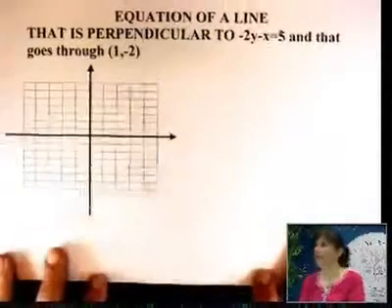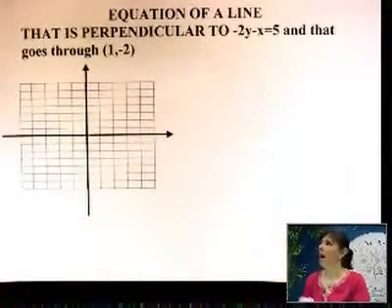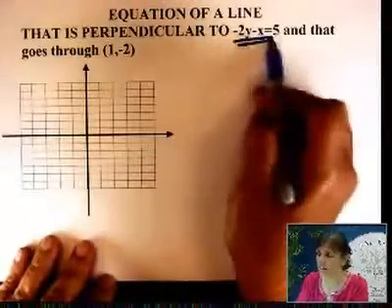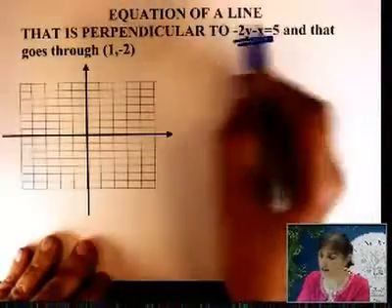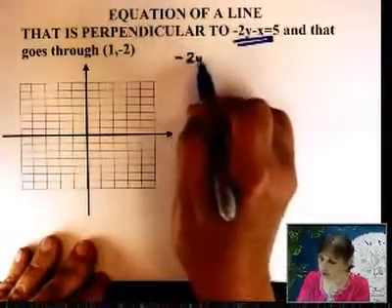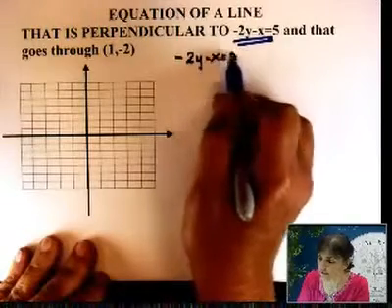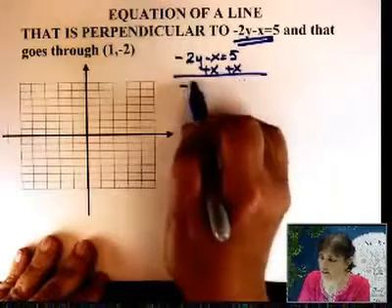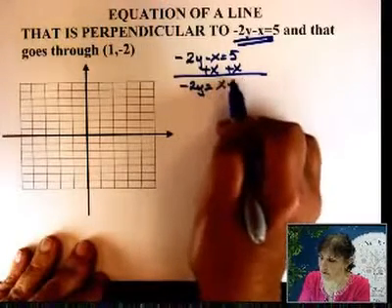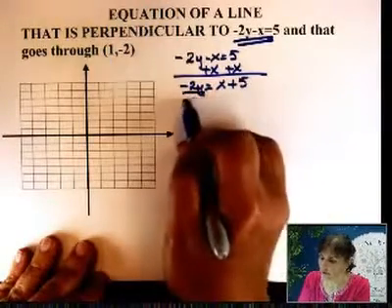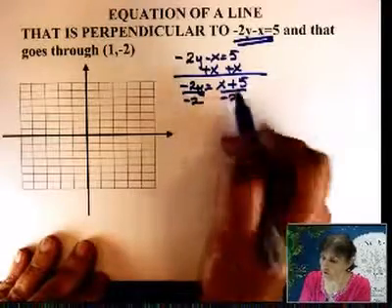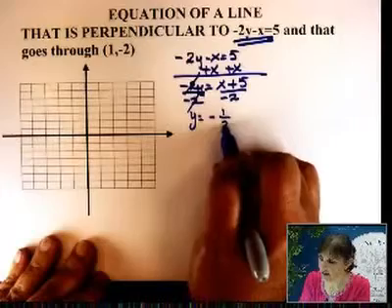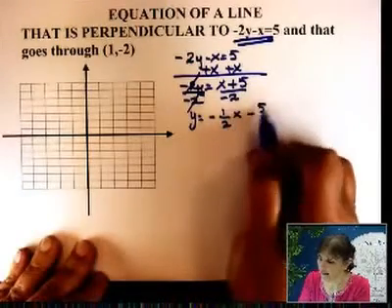Okay. Another one. I need a line that's perpendicular to the first one. Again, I need to get the slope from the first line. -2y minus x equals 5. Add x on both sides. You'll have -2y equals x plus 5. Divide both sides by -2. You will get y equals -1/2 x, -5/2.